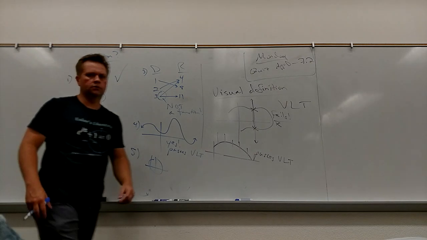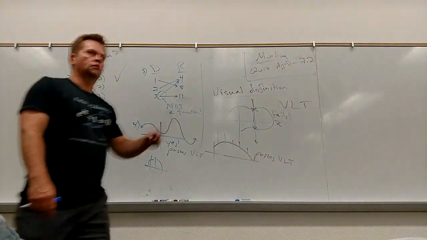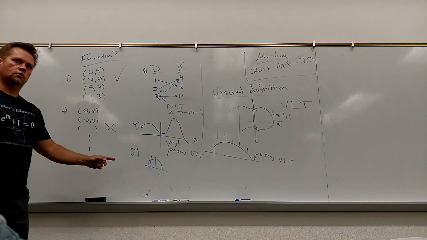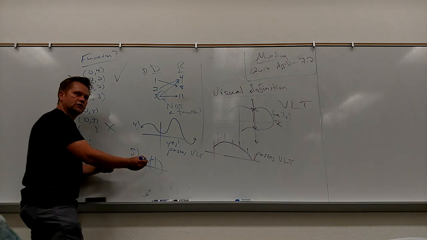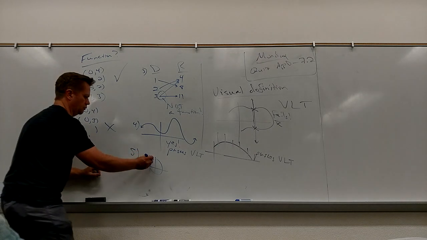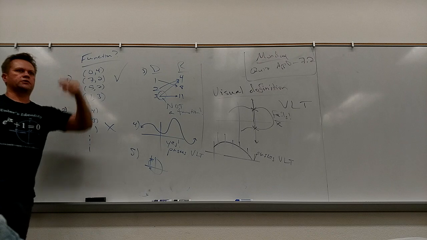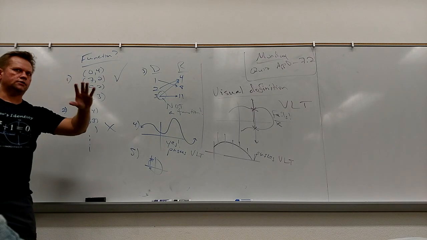What's a vertical line? Just a vertical line on a graph, like x equals 3. So that's why it relates to the definition. Every vertical line represents an x value. So if it goes through more than once, that would represent that it has more than one output.